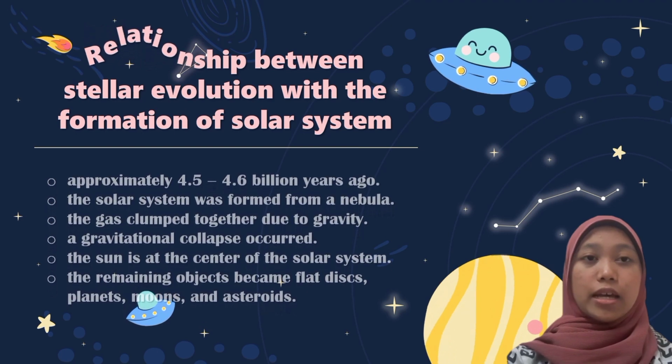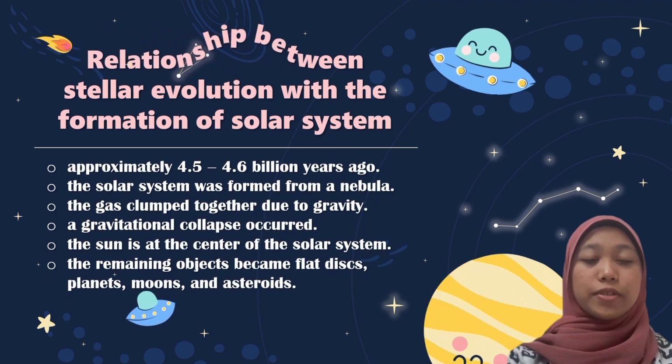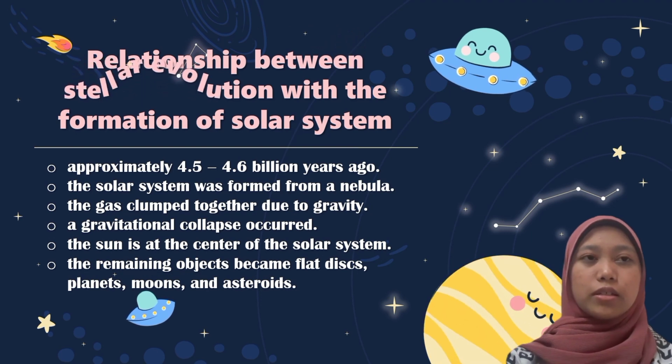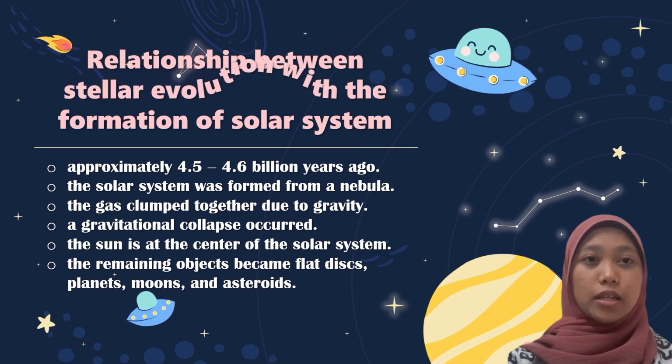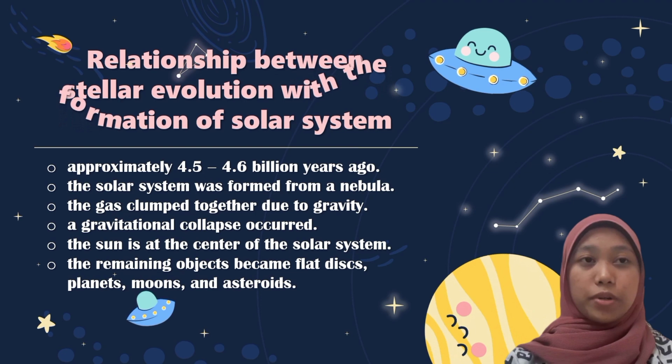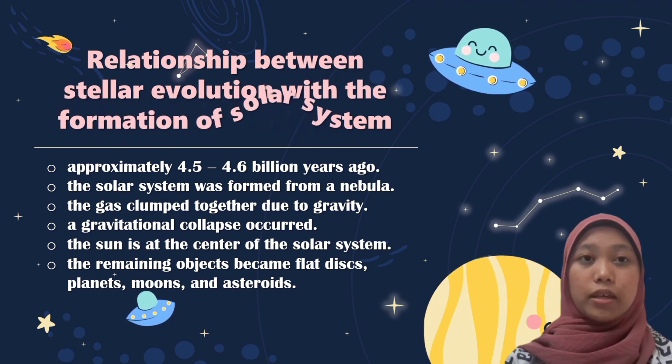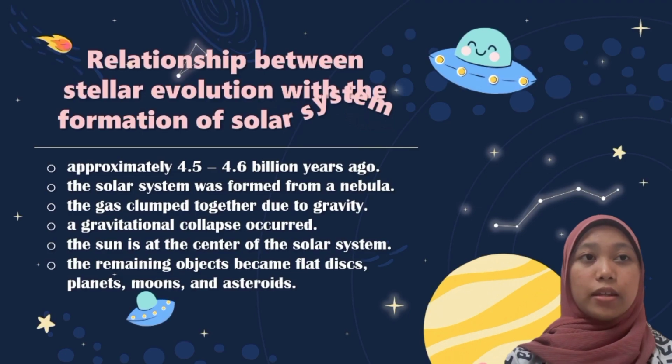Now, the second question asks us to describe the relationship between the evolution of stars and the formation of the solar system. So, around 4.5 to 4.6 billion years ago, the solar system was formed from the nebula through the process of stellar evolution. In cold temperature, gravity pulled the gases in the nebula to the center, clumping them together and making the center part denser. Then, the dense part began to collapse under its own gravity, called gravitational collapse. Thus, the sun is formed at the center, in which most of the collapsing mass goes into the sun.